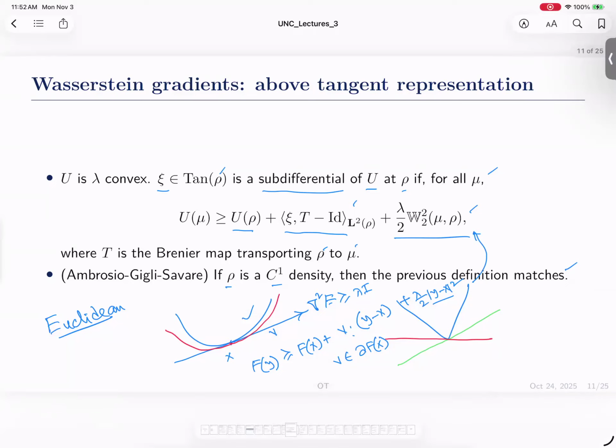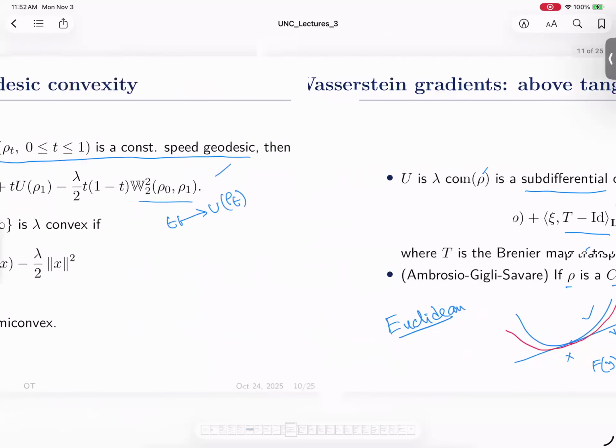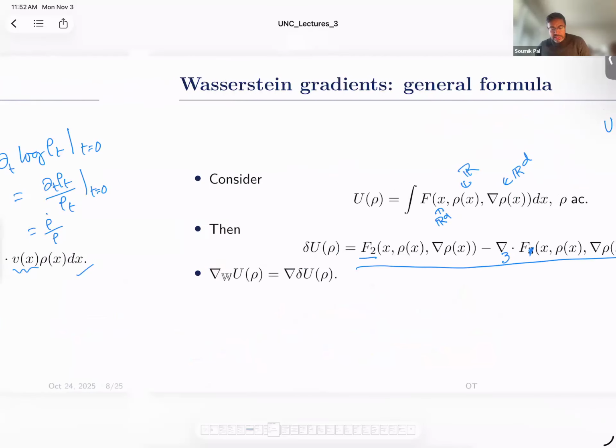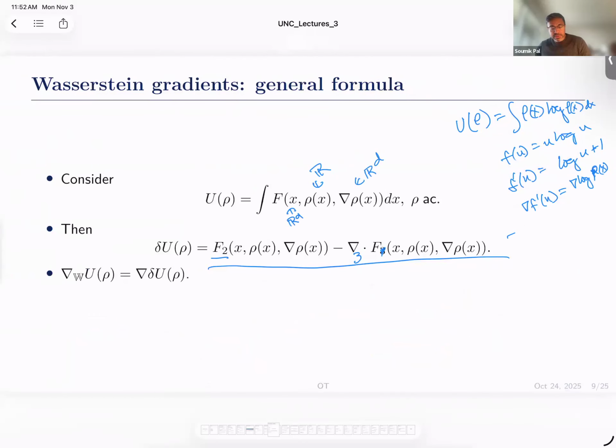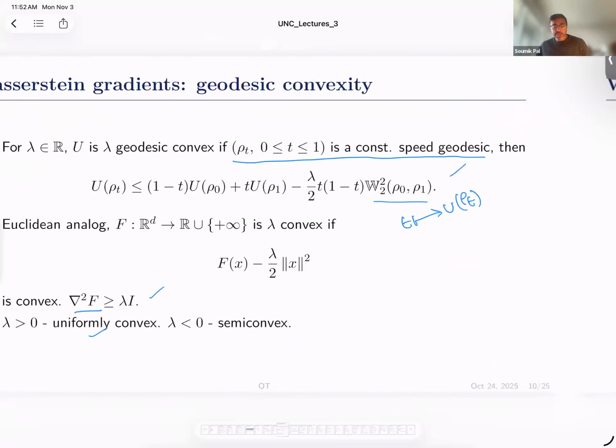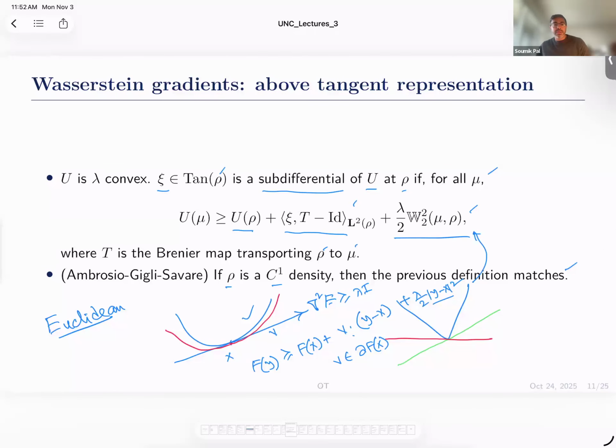Sorry, just to clarify what you just said, the previous definition is in the definition of the gradient of u? Okay, my previous definition is that if u is of this form, then the Wasserstein gradient is the gradient of the first variation of u. Now I'm saying that if u is in addition lambda convex, then this definition also gives me the property that it lies above this tangent. Okay, thank you.